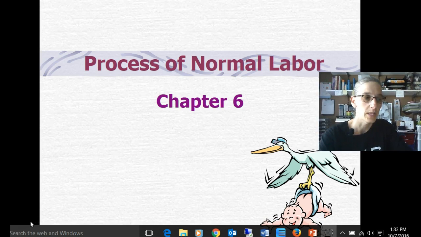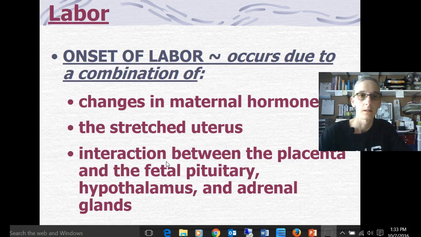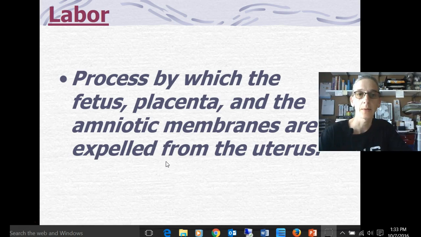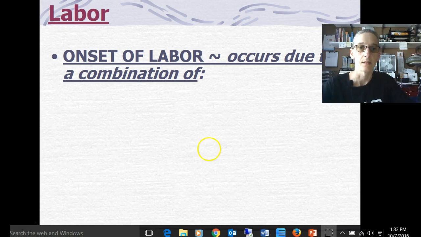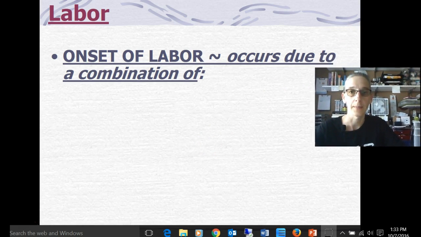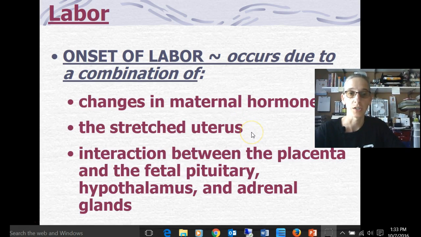So this is the process of normal labor, chapter 6. Labor is the process by which the fetus, the placenta, and the amniotic membranes are expelled from the uterus. That's the actual definition for labor. The onset of labor occurs due to a combination of things: changes in maternal hormones, the stretched uterus, and an interaction between the placenta and the fetal pituitary, hypothalamus, and adrenal glands.